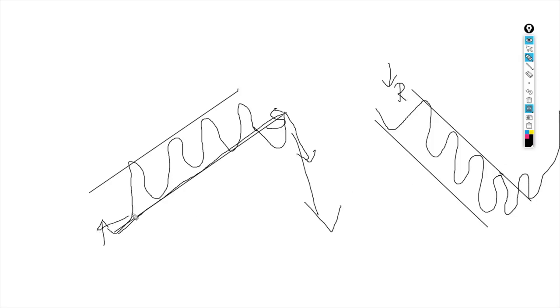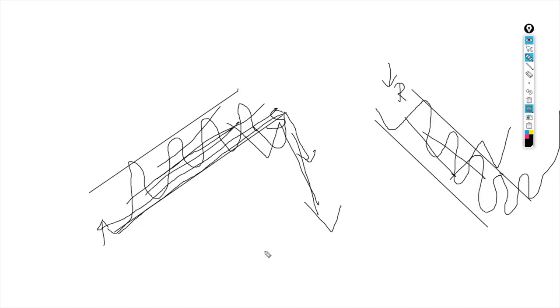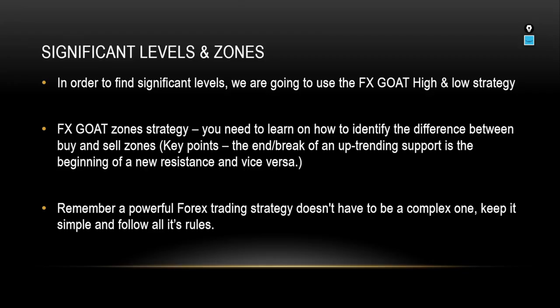As you can see, if we're still in here, this is known as a buy zone and this is known as a sell zone. If we break outside the sell zone, we're going to look for a buy. If we break outside a buy zone, we're going to look for sells. Now, remember, a powerful forex trading strategy doesn't have to be a complex one. Keep it simple and follow all its rules.